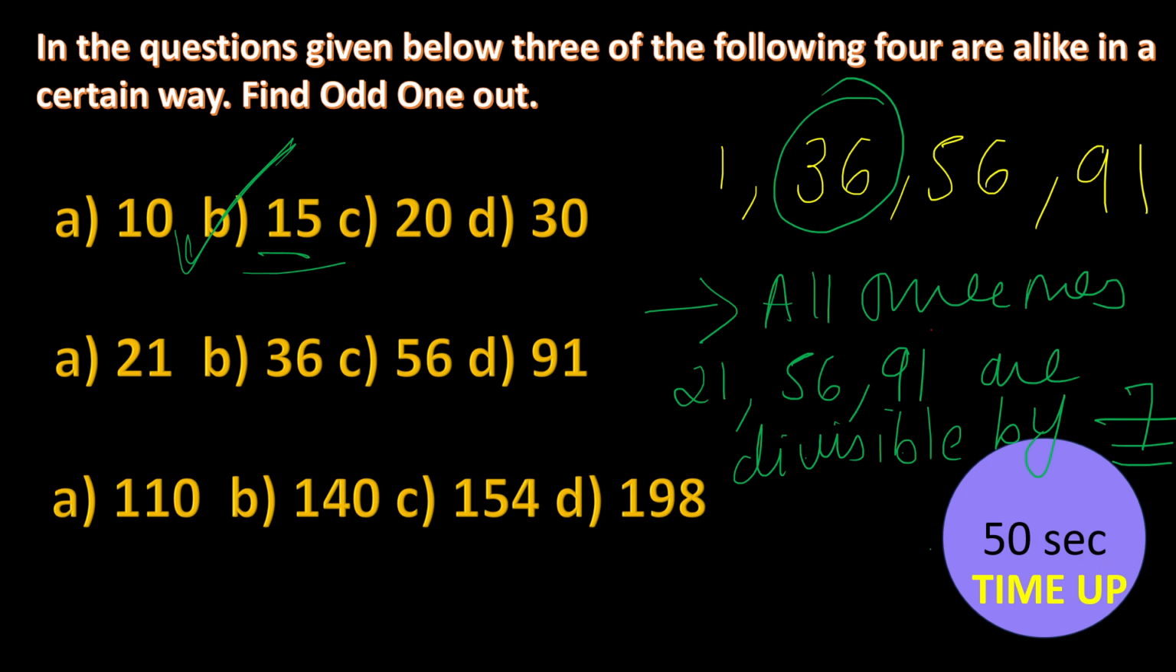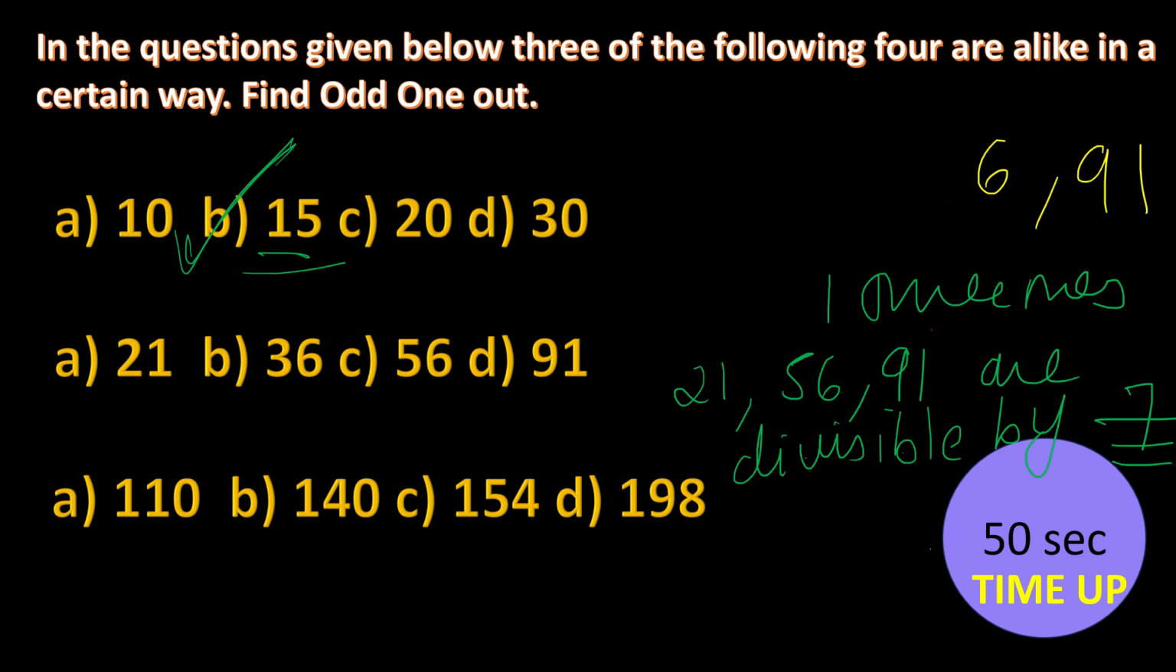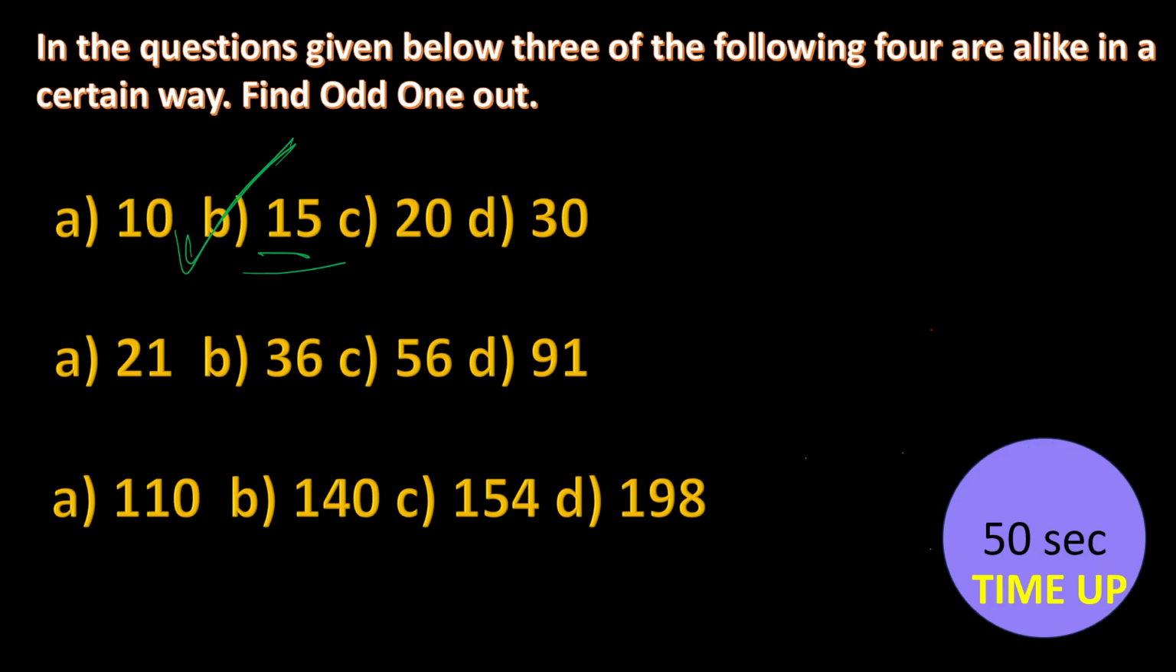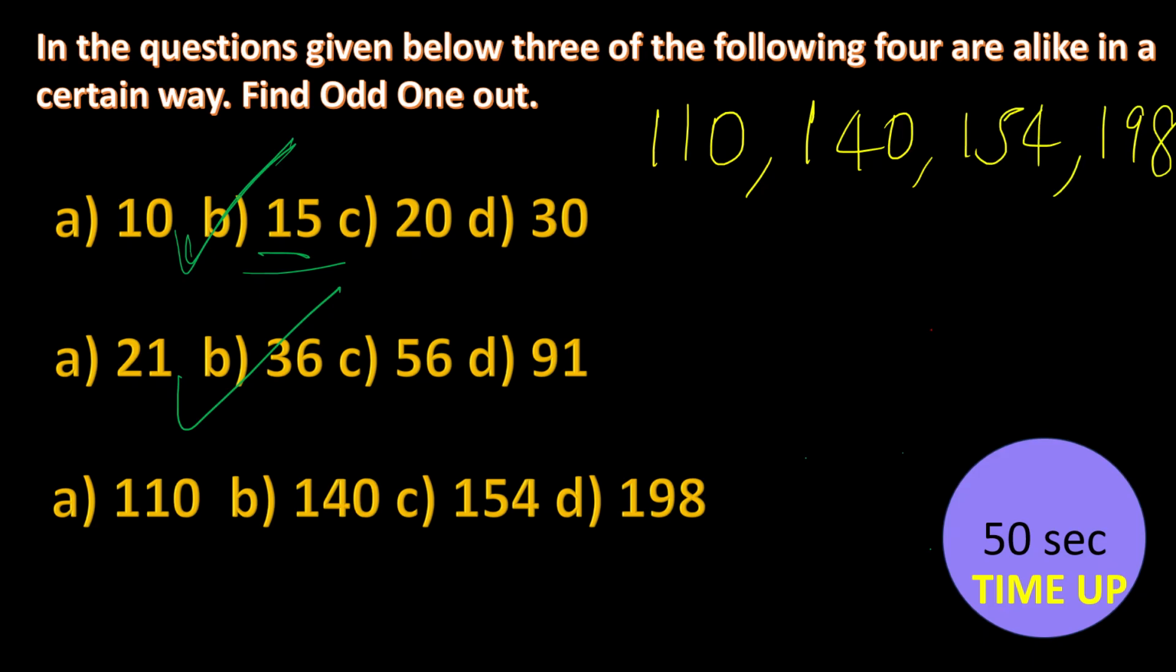Next one is 110. You have 140, 154 and 198. So what logic is used here? What do you think? So if you see 110, just think what is the logic used here?